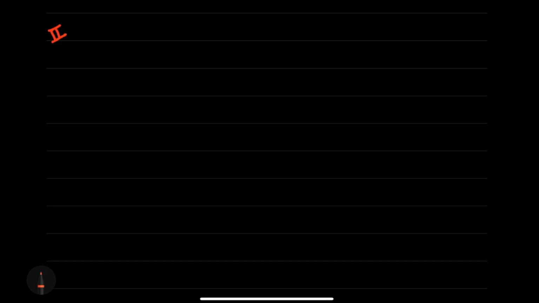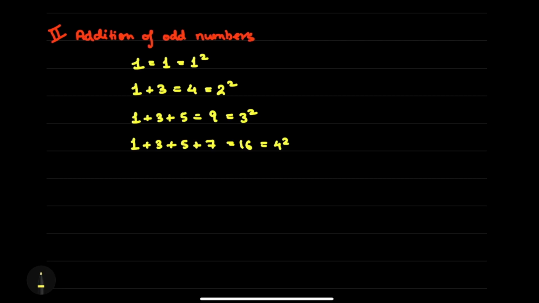The second interesting property is on the addition of odd numbers. So let's observe the following. Here we see that 1 is just the natural number and it is equal to 1 square. 1 plus 3 comes out to be 4, which is 2 square. 1 plus 3 plus 5 is 9, and that is 3 square. Moving on, we have 1 plus 3 plus 5 plus 7, that is 16, and that is 4 square. So this comes out to be a very interesting pattern where we observe that the sum of the first n odd numbers is n square.